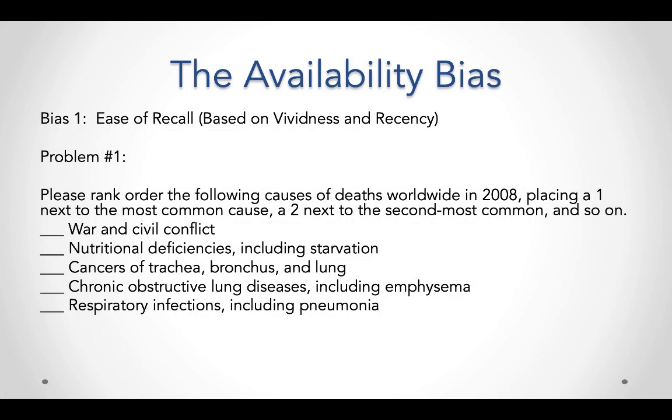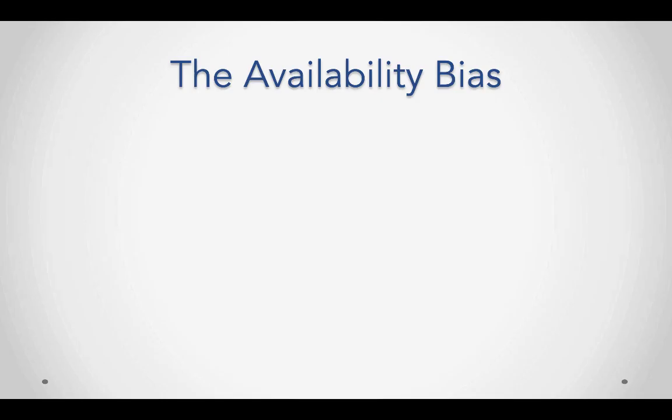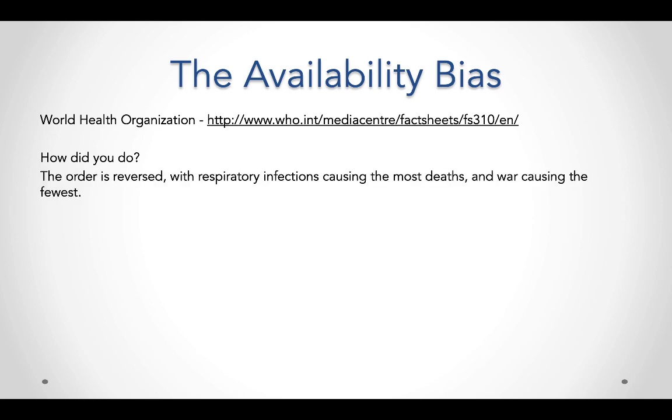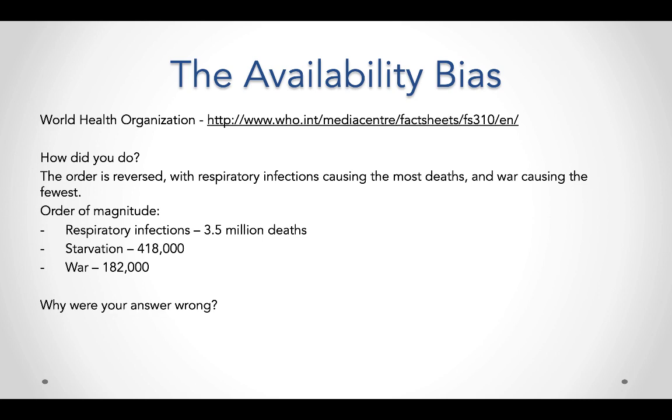So if you think that war and civil conflict is the most common cause, put a 1, and then 1, 2, 3, 4, 5, up to 5. Okay, so think about that. If you go to these fact sheets on the World Health Organization, you will find that the answer is actually mostly different than you thought. Respiratory infections are the highest, starvation, war, it's the lowest. And the question is, why were your answers wrong?